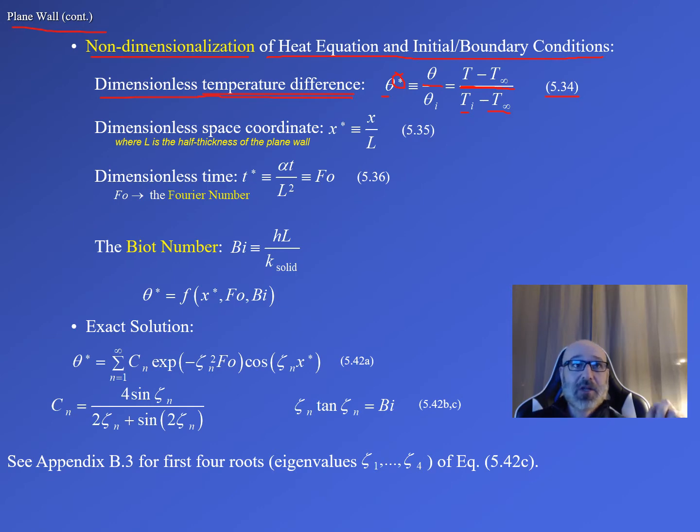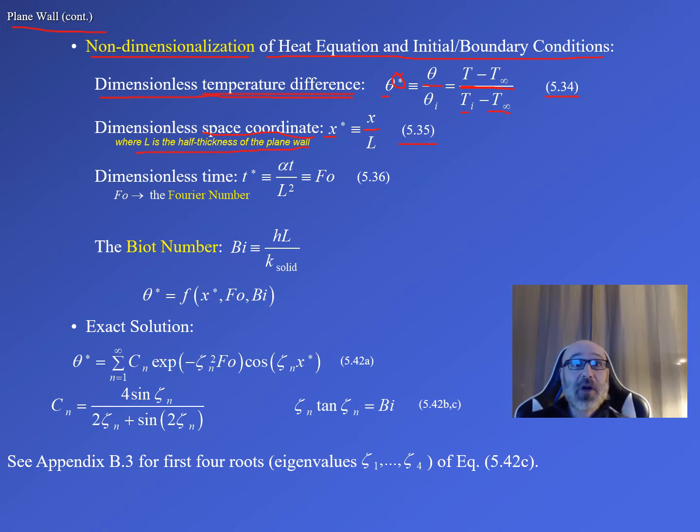So next, let's take a look at our dimensionless space coordinates. Recall that if we're dealing with space, we're dealing with our x direction for this 1D plane wall. So this is going to be our x star, which relates back to equation 5.35 in our textbook, where we have x over L. If you remember back to that diagram of our plane wall, L is going to be half the thickness of the plane wall because it's symmetric about that midline.